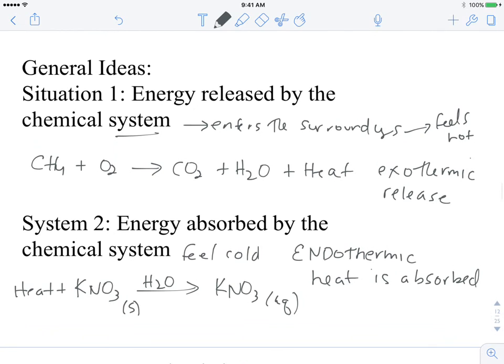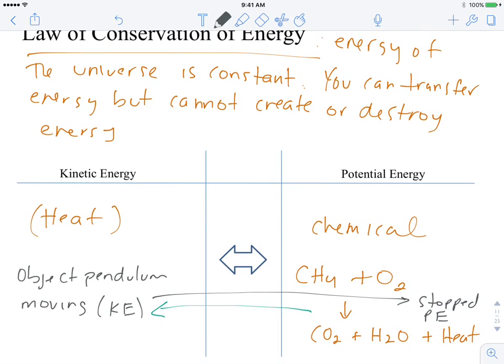So we're going to go back to this idea again and again. We're going to talk about endothermic, we're going to talk about exothermic. We're going to talk about the idea of heat transfer. We're going to talk about the idea of energy transfer. We're always going to come back to the law of conservation of energy.